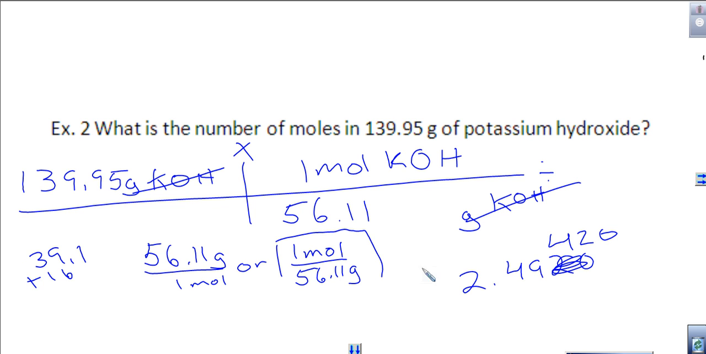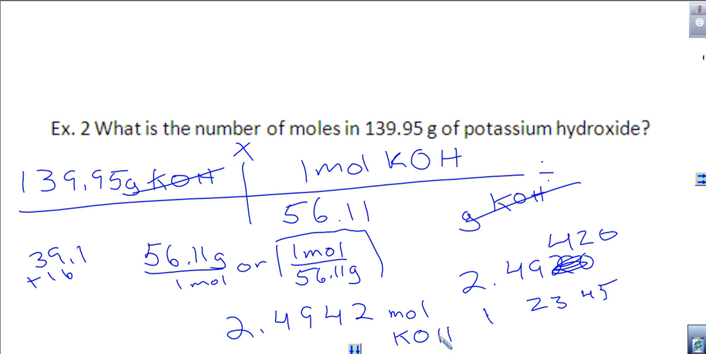Sorry, I got some bad information. So it's 2.49420. So then I need to round my sig figs. I have 5 in my beginning part, so I'm going to round this to 5 sig figs. So 1, 2, 3, 4, 5. Because this number is 0, I don't have to worry about it. It just goes away. So it's 2.4942 mole KOH. And that's my final answer. So that's pretty much it for the gram to mole part. On your homework, it's pretty simple.